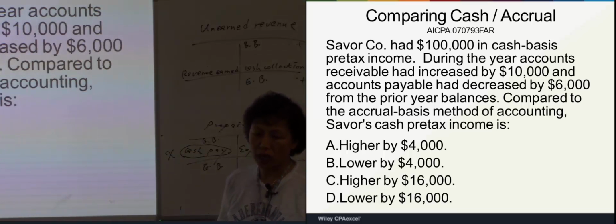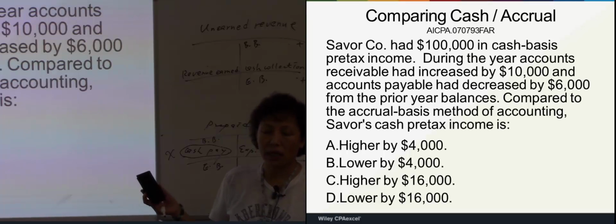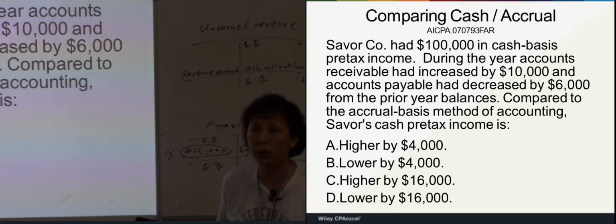Several companies had 100,000 in cash basis pre-tax income. During the year, accounts receivable had increased by 10,000 and accounts payable had decreased by 6,000 from the prior year balance. Compared to accrual basis method of accounting, Sever's cash pre-tax income is either higher or lower than accrual basis by how much?